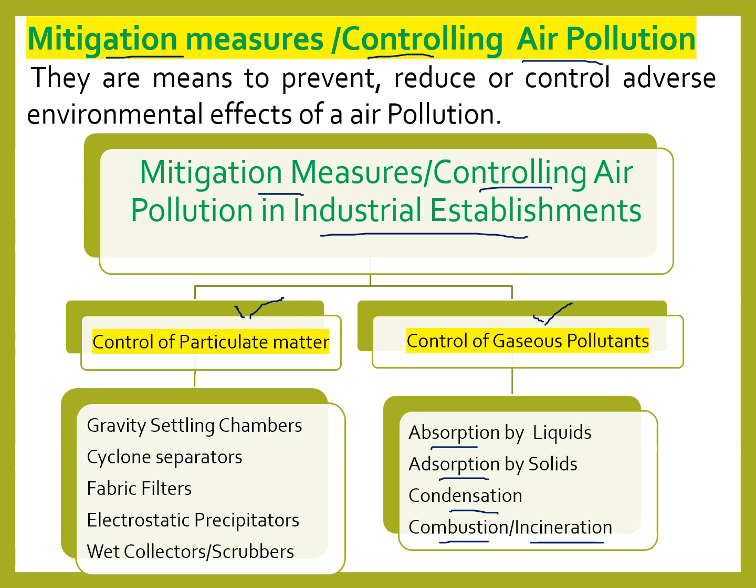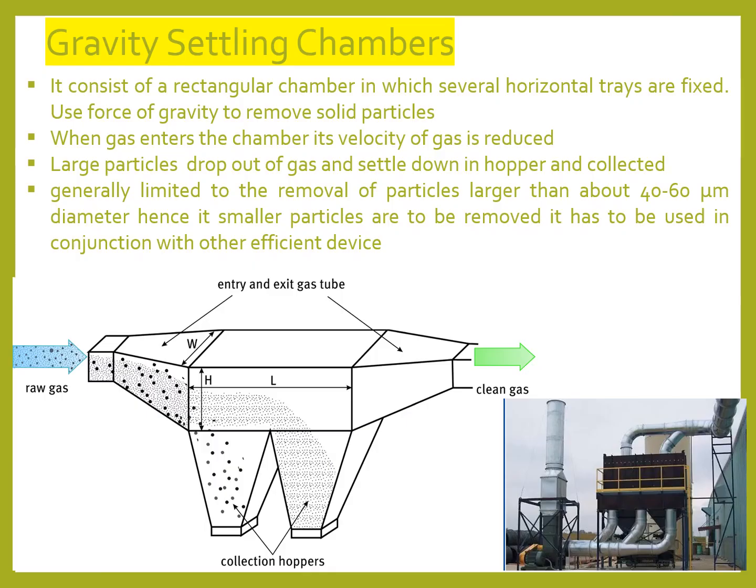But for the control of particulate matter, industries have to install certain equipment that are called gravity settling chambers, cyclone separator, fabric filters, electrostatic precipitator, wet collectors and scrubber. So we will discuss in brief about the control of particulate matter using all these equipments. So first one is gravity settling chamber.